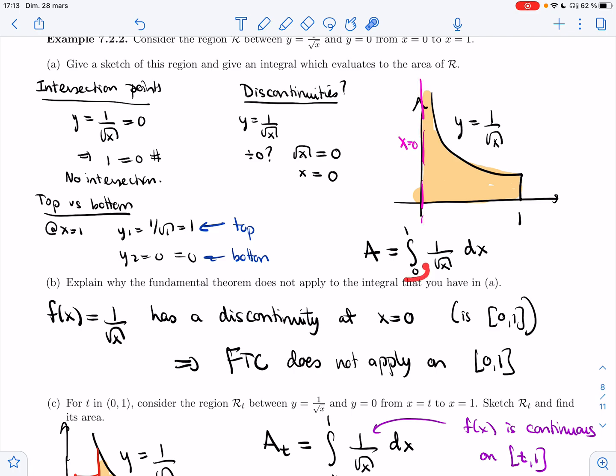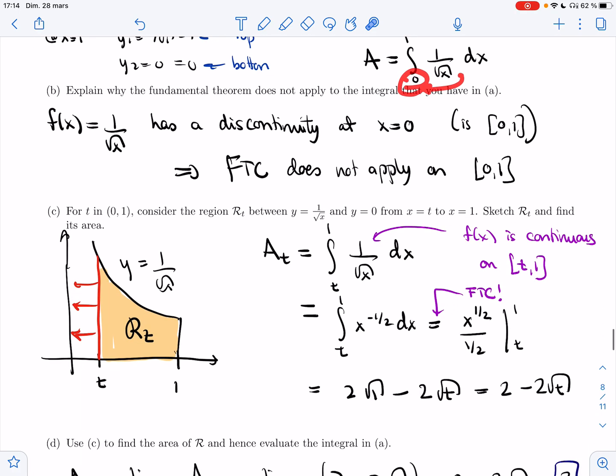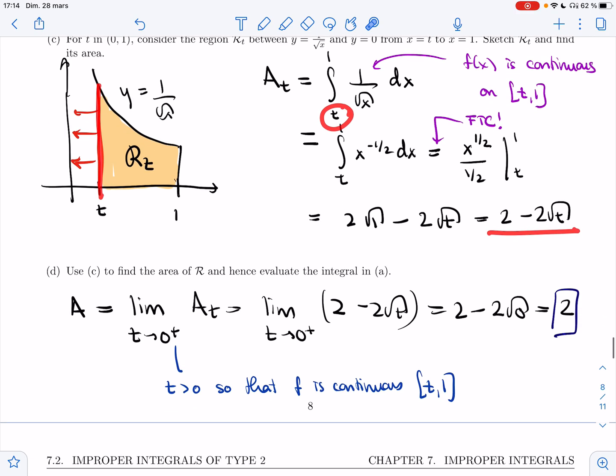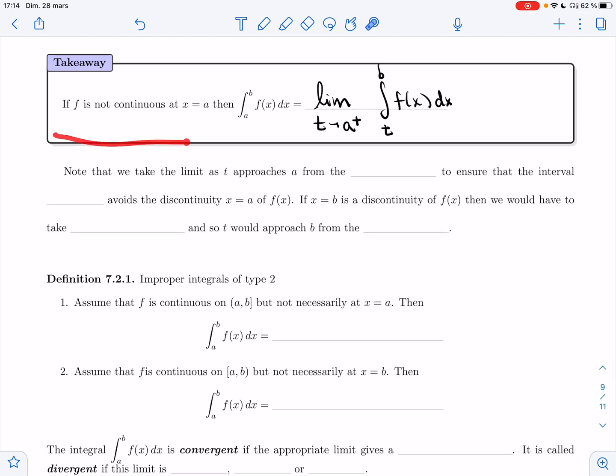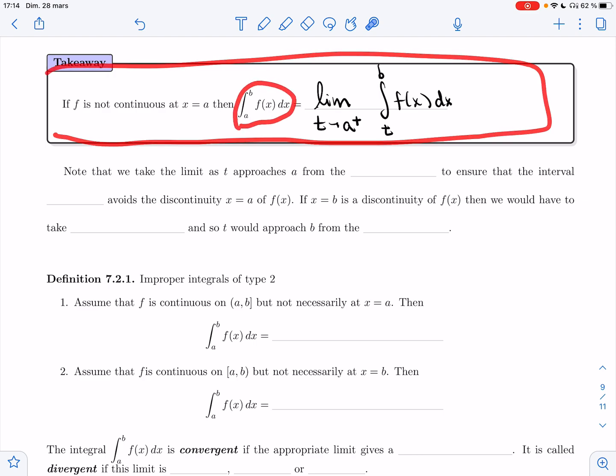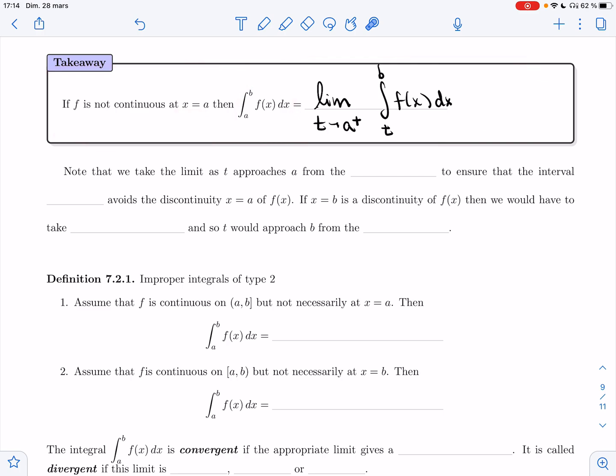So when we look at the integral, the function's not continuous at 0. What we did is we replaced 0 by t, computed that, and then said I'm going to let t approach 0 from the right, and that is going to give me my value. All right, so we've written it in the takeaway here. We have that the integral from a to b of f of x dx, where a is the discontinuity, should be evaluated as the integral from t to b, and then we take t to go to a plus.